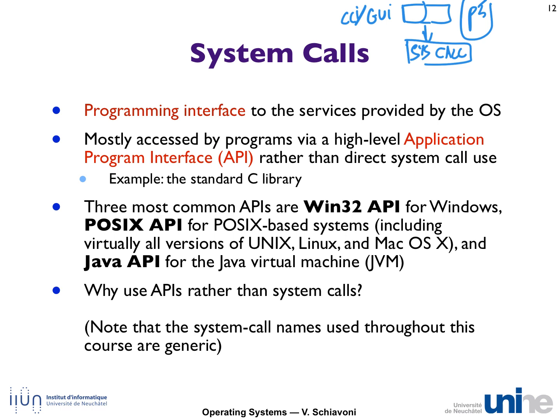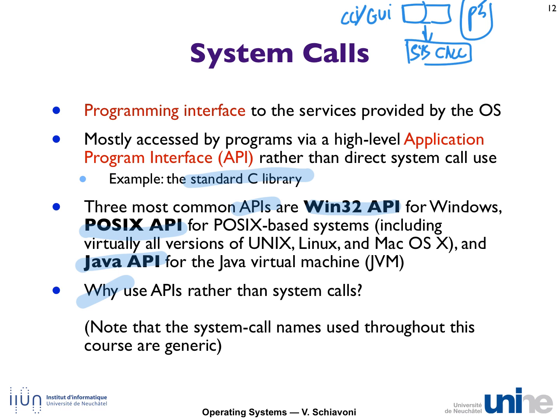The way you usually do this is through, for instance, the standard C library, as the one that we commonly find in all the OSs. The three most common APIs are the Win32 APIs for Windows and the POSIX APIs for POSIX-based systems. These basically include all versions of Linux, all versions of Unix, and all versions of macOS. And there is also a Java API, which is basically the way for the JVM, or Java Virtual Machine, to access those services. So one question that we might ask is why to use an API rather than directly the system calls.